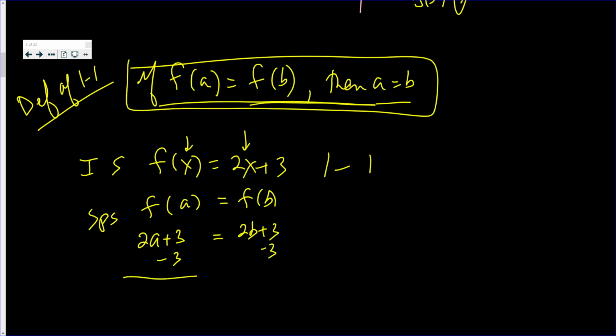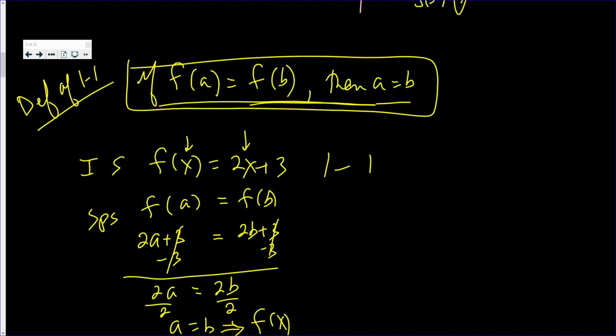My goal is to determine if a equals b. Right now, I have that 2a is equal to 2b. Dividing by 2, I get a equals b. That implies that f of x is one-to-one.